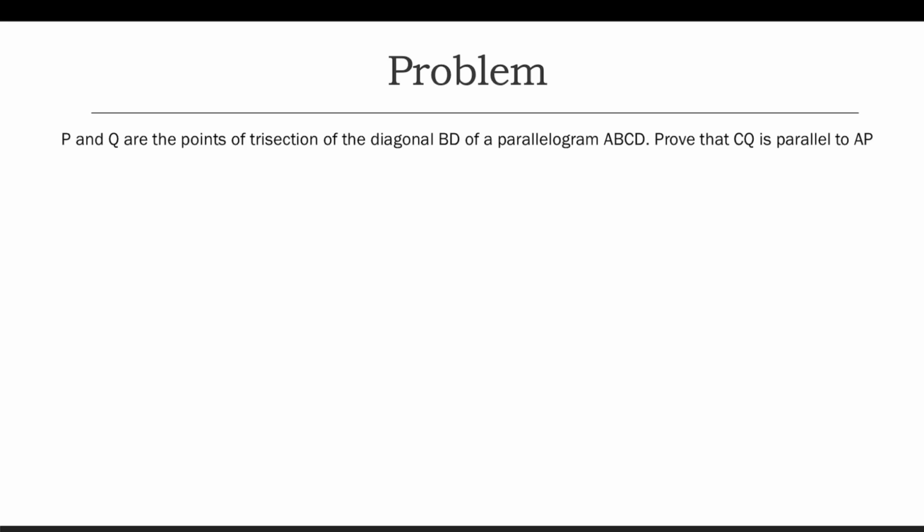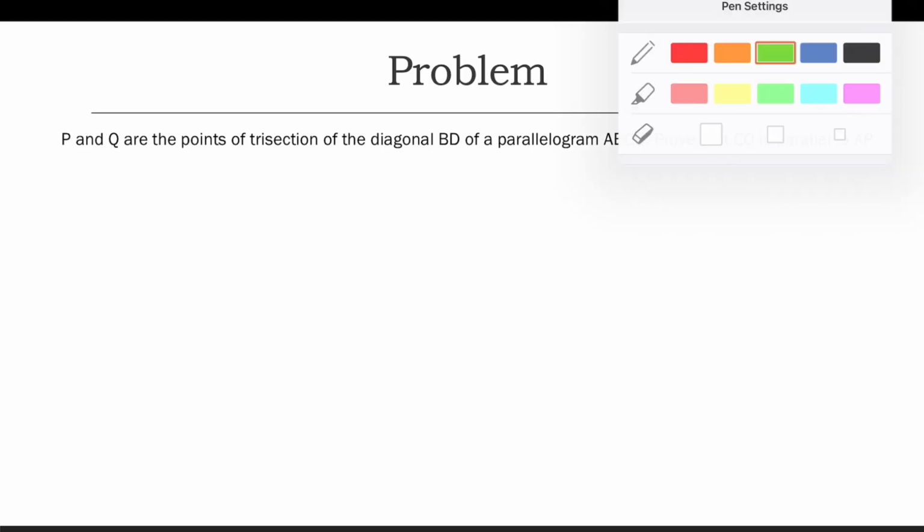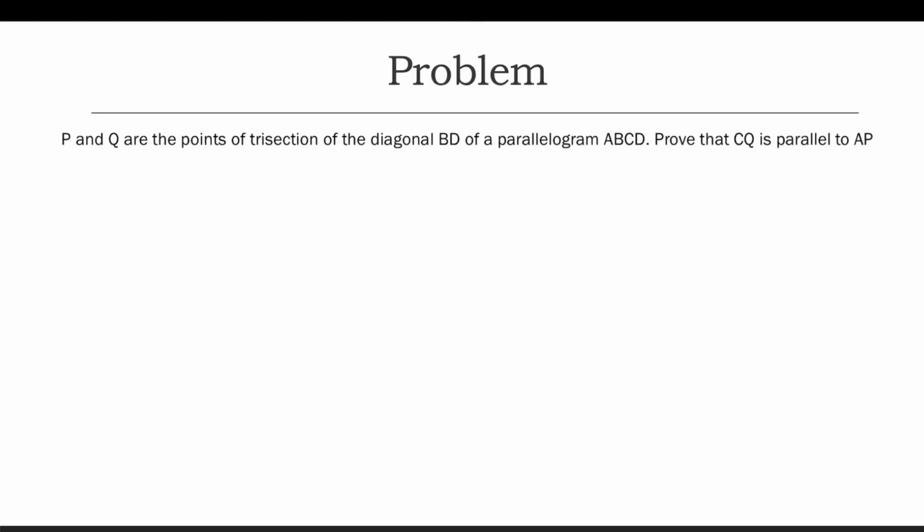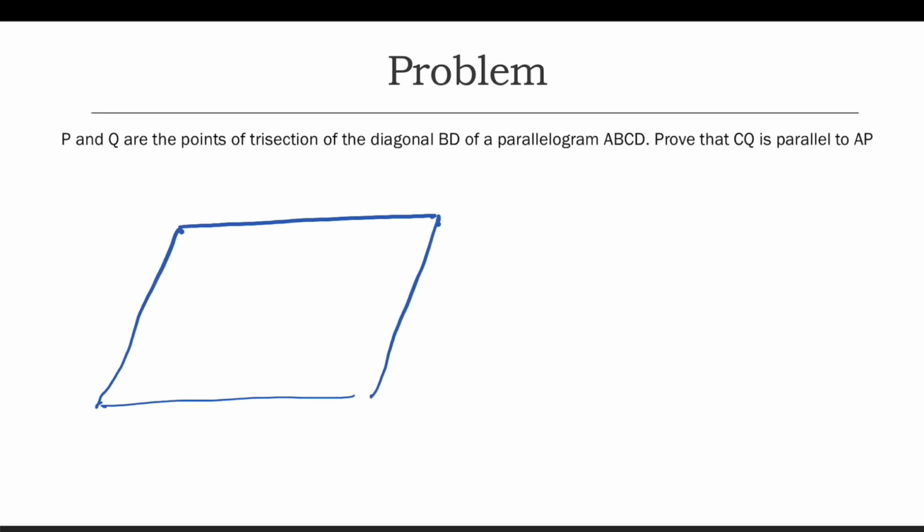Let's move to the next one. P and Q are the points of trisection of diagonal BD of the parallelogram. Prove that CQ is parallel to AP. This is slightly tricky. So what we are saying is ABCD is a parallelogram, right? Now it has a diagonal BD.